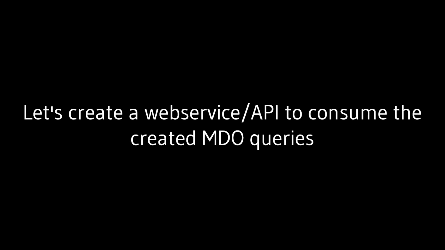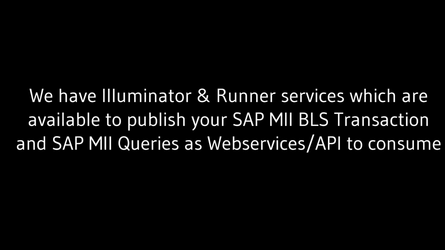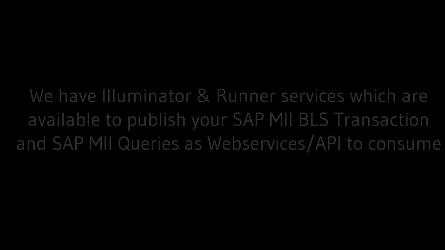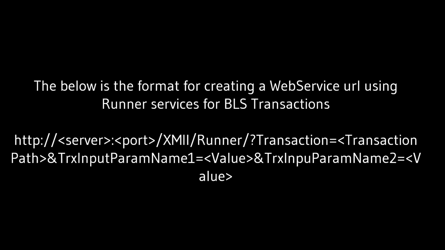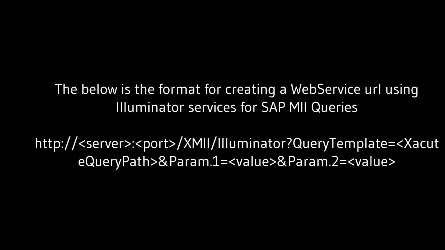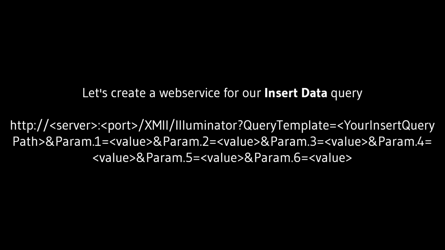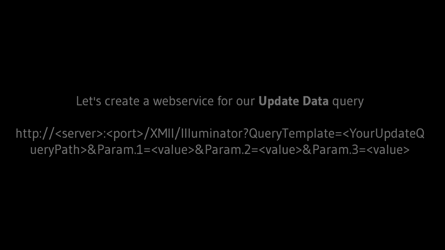Now let's create a web service or API to consume the queries we have created. For them, we will be using this. Basically, we have two types of services, illuminators and runner services, to publish your transactions or queries as web services. This is the format. You can see here how we will be calling a transaction with its path and variables, and this is for queries. We'll provide the path of the query template and parameters. Using that data, we will be publishing it as an API and we can consume it.